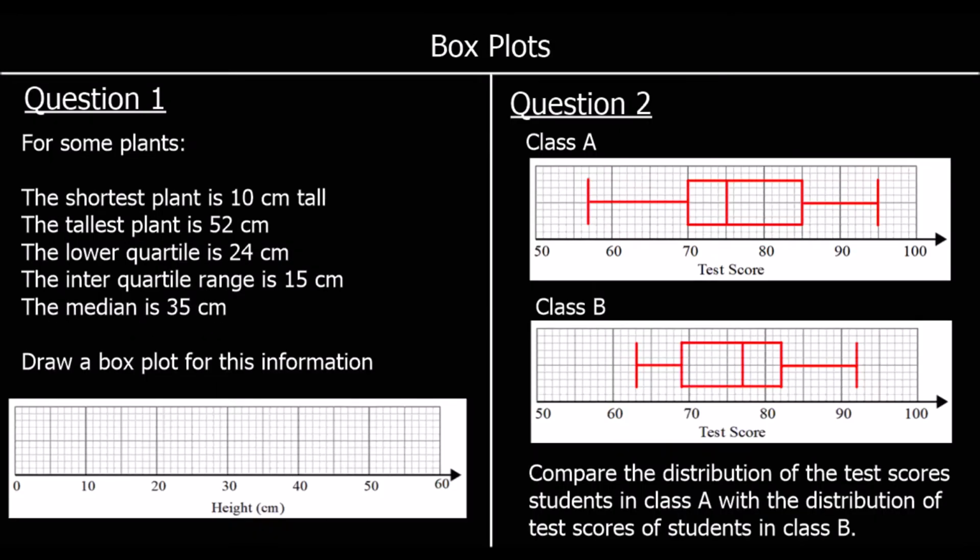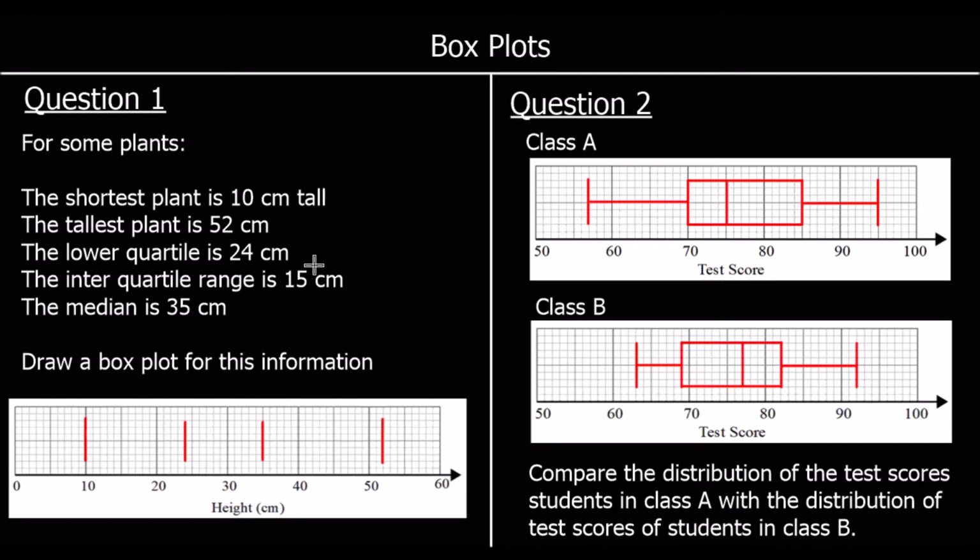For box plots, we have lines drawn on the box plot for the lowest value, the highest value, the lower quartile, the median, and the upper quartile. So we've been given some information here. We've got the shortest plant and the tallest plant. So they both get a line on our box plot. So 10 centimeters for the shortest plant, 52 centimeters for the tallest. We've got the lower quartile at 24. And we've got the median as 35.